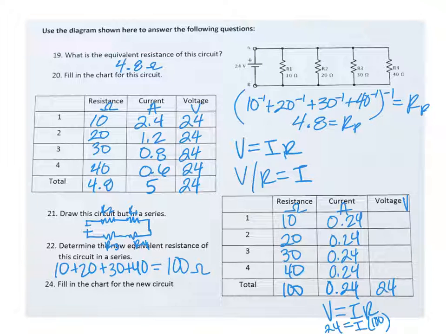All right, and now we want to solve for our voltage. So again, it's going to be your Ohm's law, voltage equals current times resistance. So you are just multiplying these two columns. When you multiply 10 times 0.24, you're getting 2.4 volts. 20 times 0.24 is going to be 4.8 volts. And then 30 times 0.24 is 7.2. And 40 times 0.24 is 9.6.